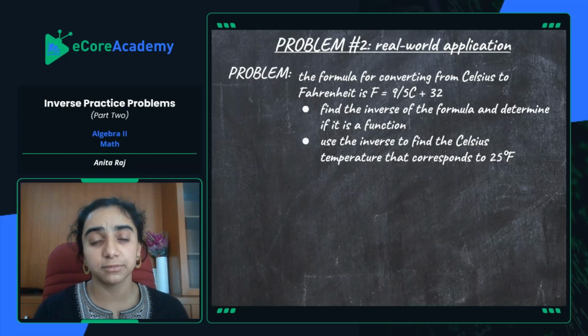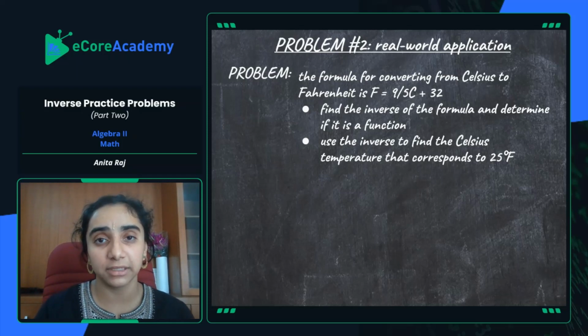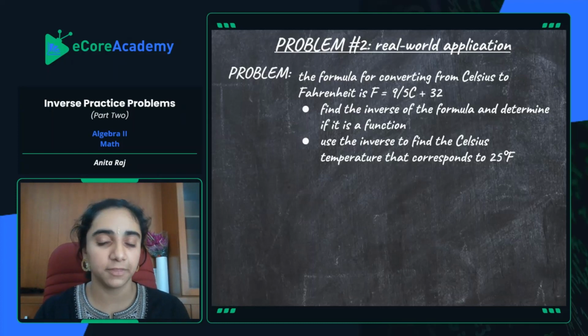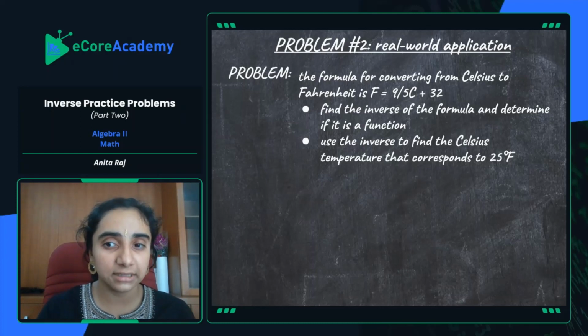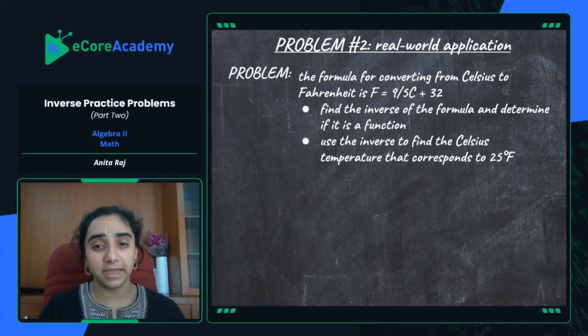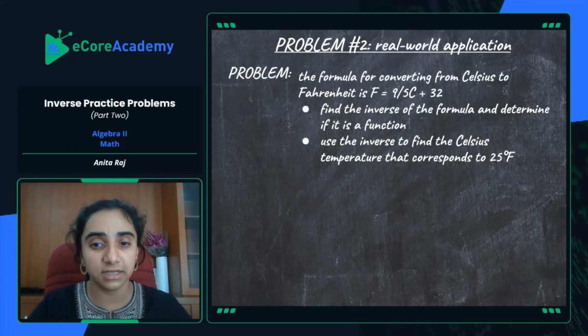So we did something similar to this when we looked at the real-world application of the person diving off of the cliff. While we didn't find the exact inverse of the formula, we still solved a problem related to the inverse, but in this problem we're going to be finding what exactly is the inverse of the formula. And the reason we're finding the inverse of the formula is because we want to do the next step, which is use the inverse to find the Celsius temperature that corresponds to 25 degrees Fahrenheit.